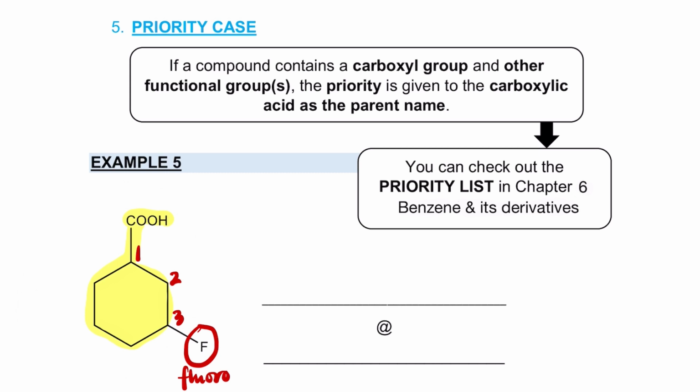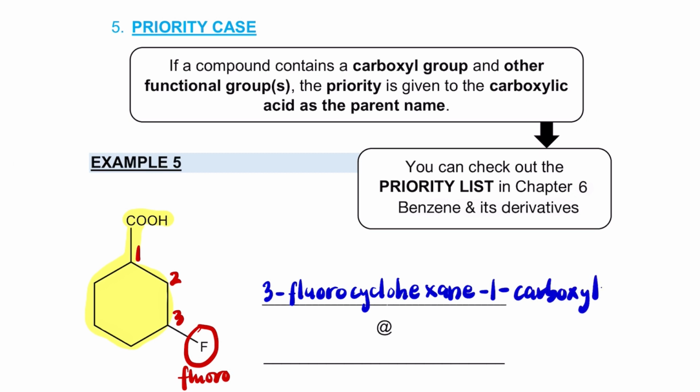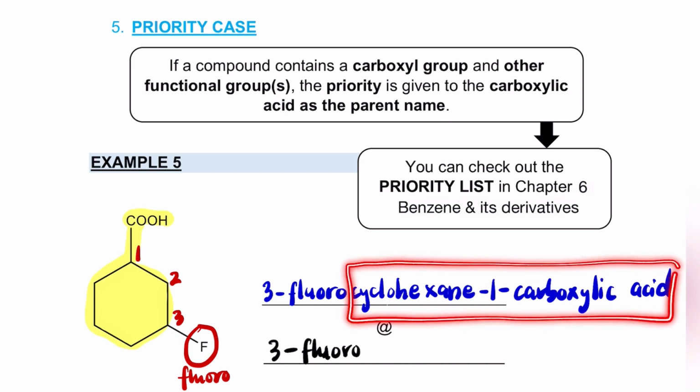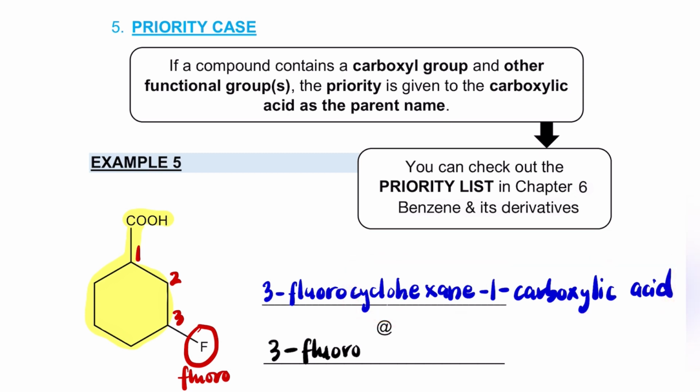So the name of your structure will be 3-fluoro, and then this is cyclohexane, and then I'm going to combine them, cyclohexane, and at the first carbon we have carboxylic acid. So it will be 3-fluorocyclohexane-1-carboxylic acid. Next one, you can also give the name as 3-fluoro, and then for the naming of the parent, I'm going to change it to cyclohexanoic acid. So both of these are acceptable for the naming.